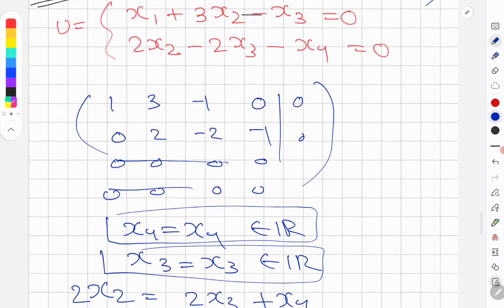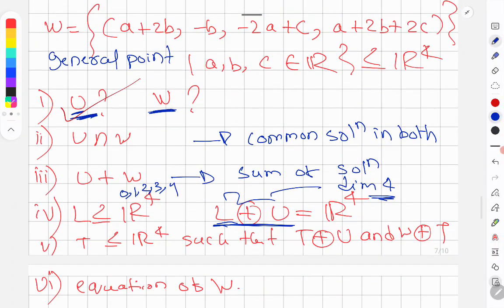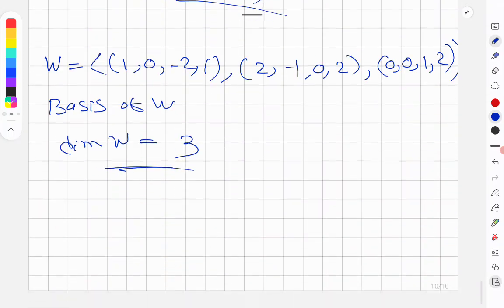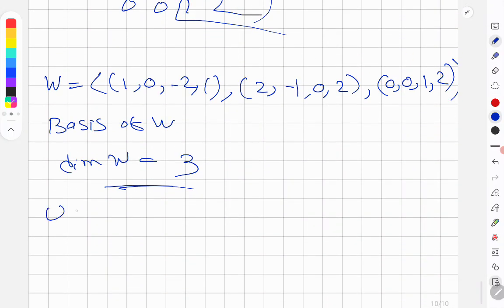The first part is solved successfully. Okay, and coming to the next part, U intersection W.